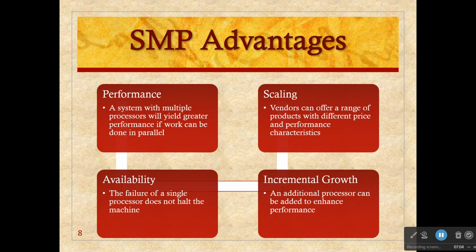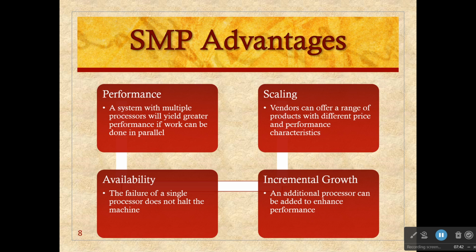Availability. In a symmetric multiprocessor, because all processors can perform the same function, the failure of a single processor does not halt the machine. Instead, the system can continue to function at reduced performance. Incremental growth. A user can enhance the performance of a system by adding an additional processor. Scaling. Vendors can offer a range of products with different price and performance characteristics based on the number of processors configured in the system. It is important to note that these are potential rather than guaranteed benefits.